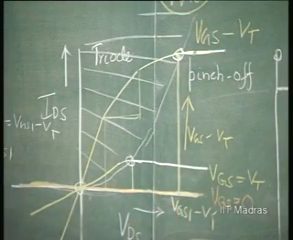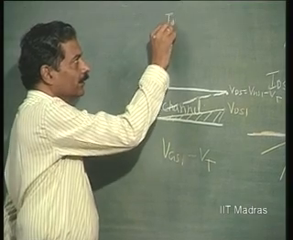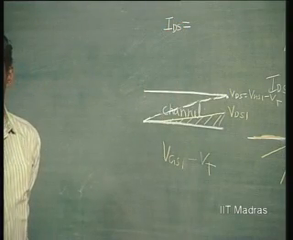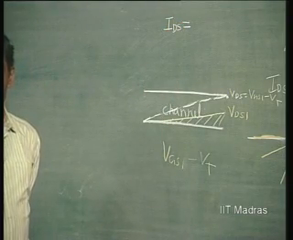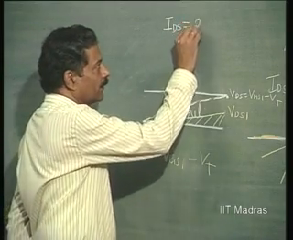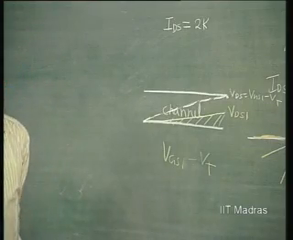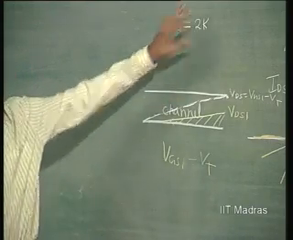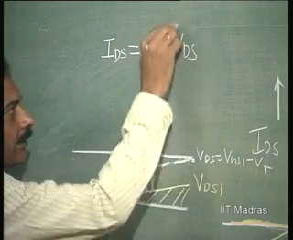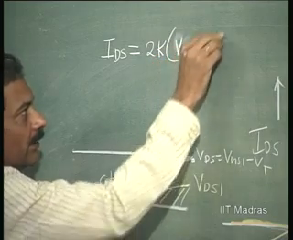Let us therefore now mathematically indicate what this is. IDS is equal to some proportionality constant, we will put it as 2k. We will see why that 2k is put. Some proportionality constant, k dash you can call it, that k dash is 2k into VDS, into VGS minus VT.